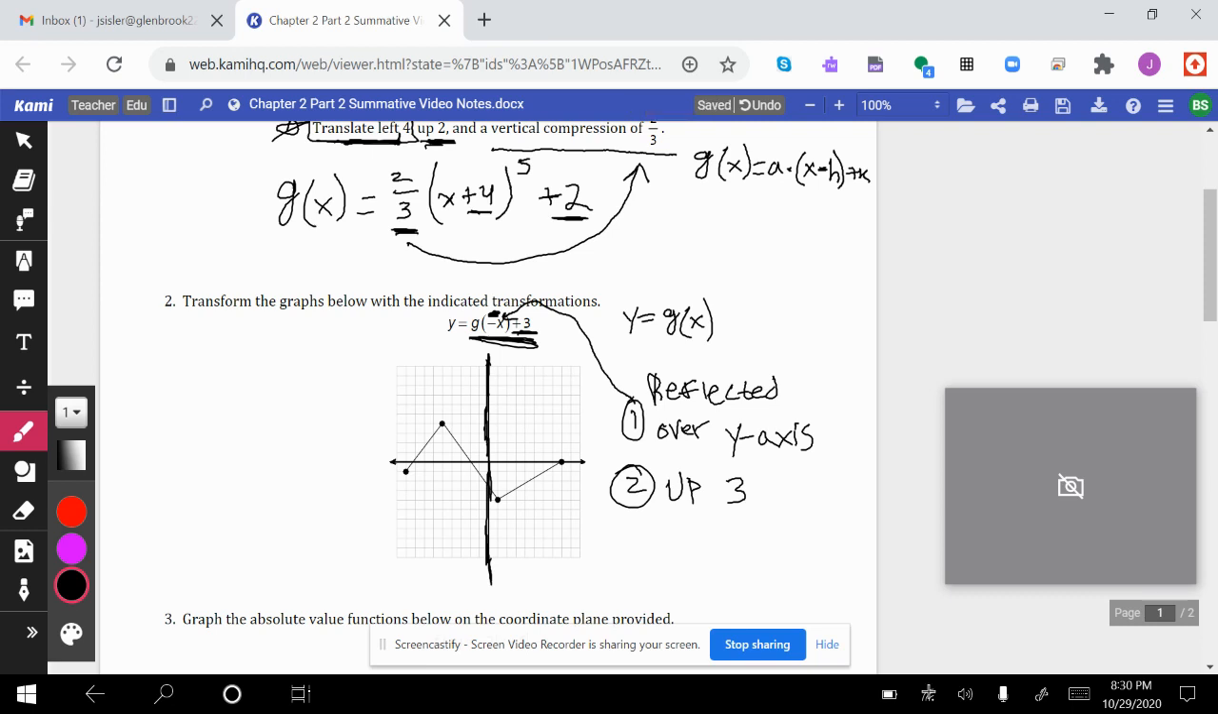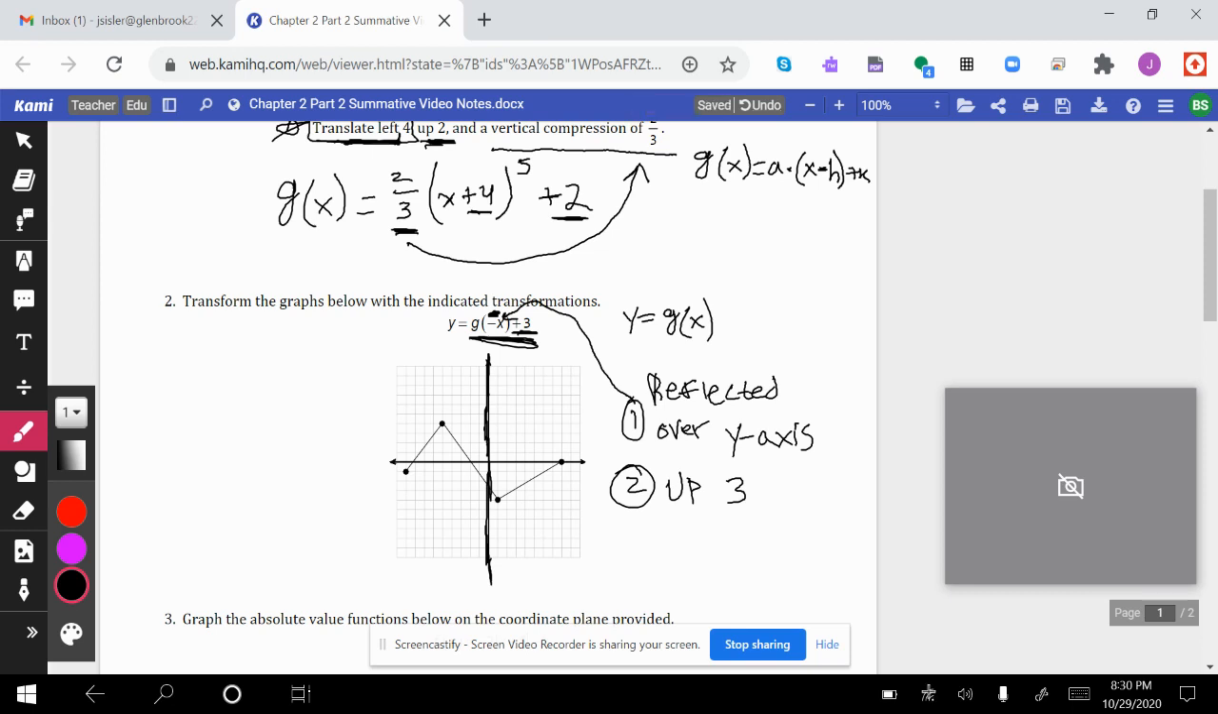So here's a point. It's at -1, 2, 3, 4, 5, 6, 7, 8, 9. So the original point is -9. I'm reflecting it over the y-axis, so I'm just going to move it to +9. But wait, I'm going to undo that because I also have to move it up 3.